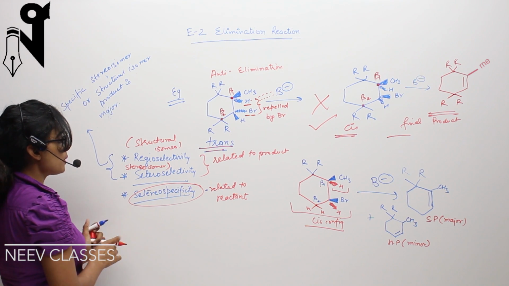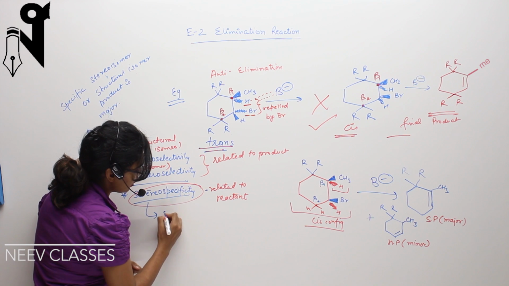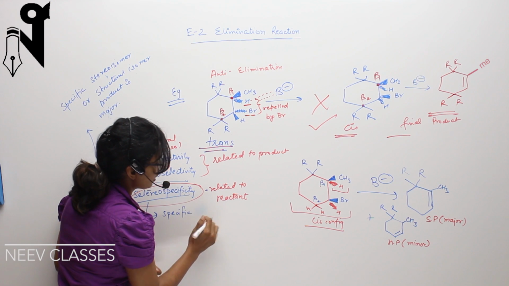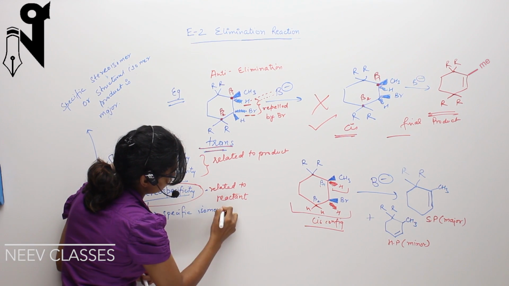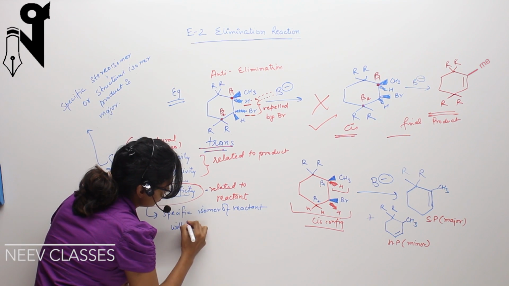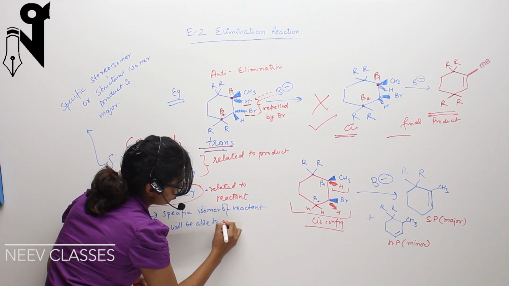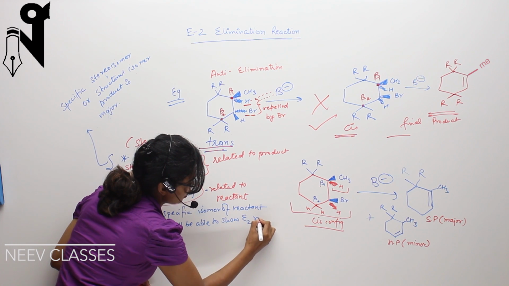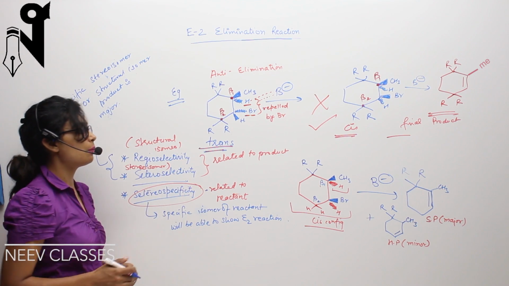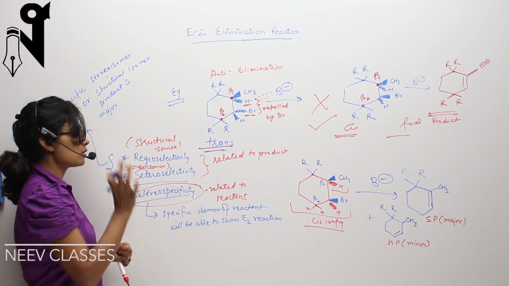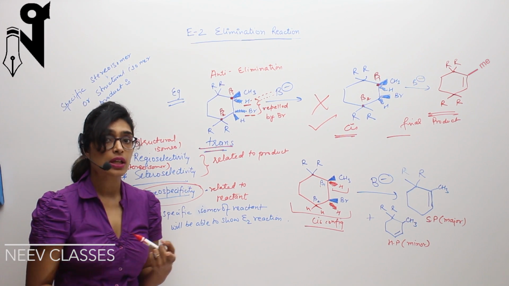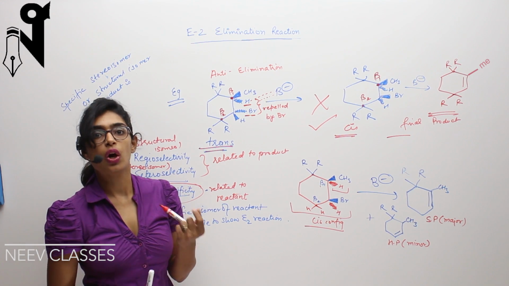Whereas when we are talking about stereospecificity, a specific isomer of the reactant will be able to show the E2 reaction. I hope you have understood what anti-elimination is, what regioselectivity is, what stereoselectivity is, and what stereospecificity is. So you have to understand that E2 is regioselective, stereospecific, and stereoselective, all three things.